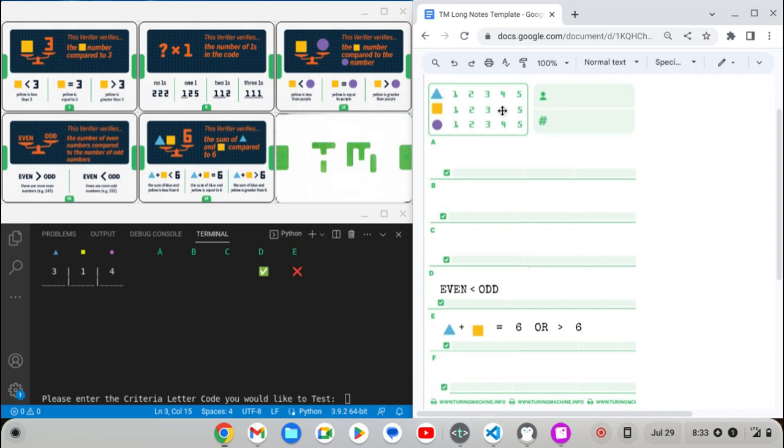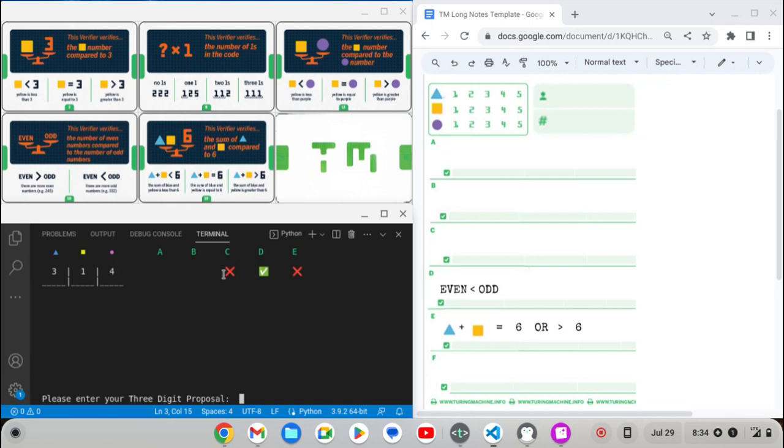Trying to see how our solution is shaping up. Well, let's go ahead and test criteria card C and see what happens. Okay, so notice we're comparing square and circle. I did choose a 1 for square and a 4 for circle, and I have circle being greater than square.